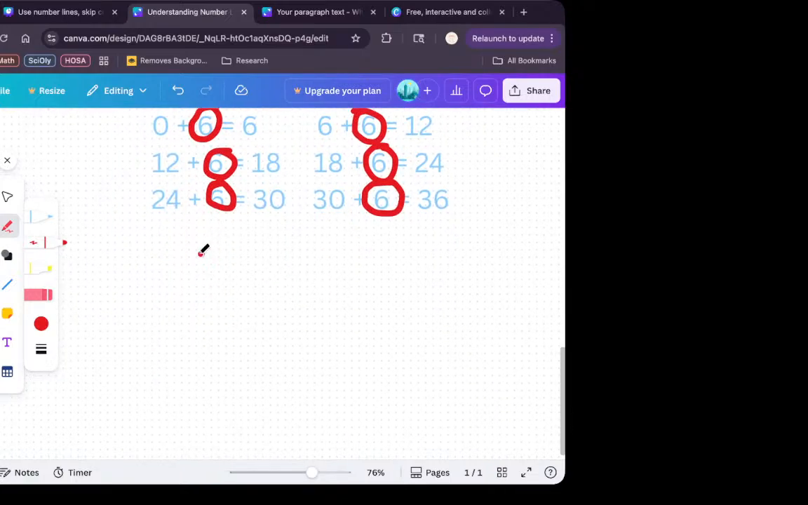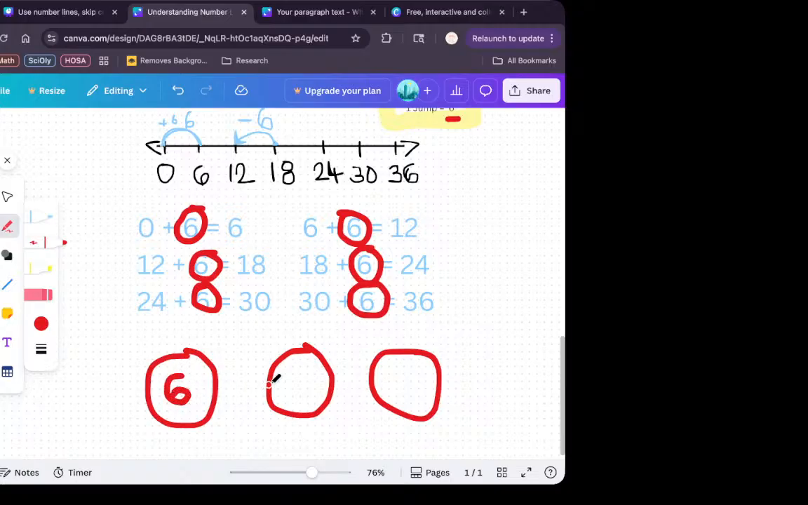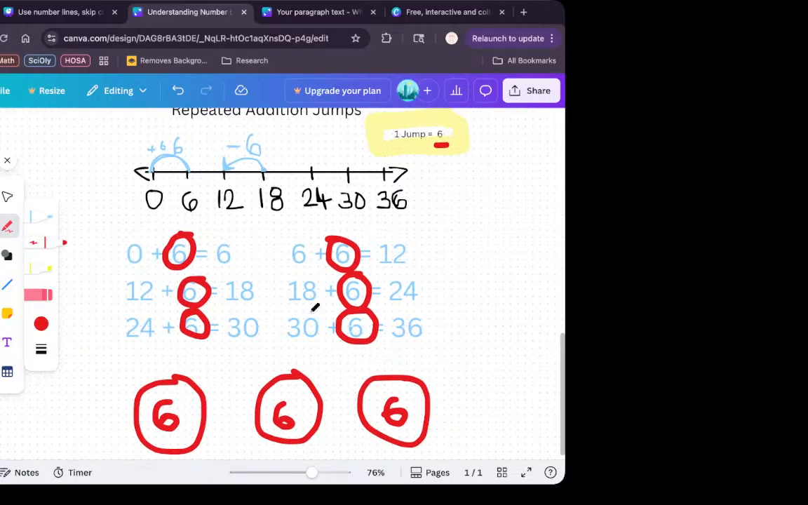So let's use this number line. Let's say we have 3 groups, okay? In those 3 groups, we have 6 teddy bears. 6, 6, and then 6. So how many teddy bears do we have in total? Well, based off our number line, if we jump 3 times, 1, 2, 3, we should be getting 18, right?